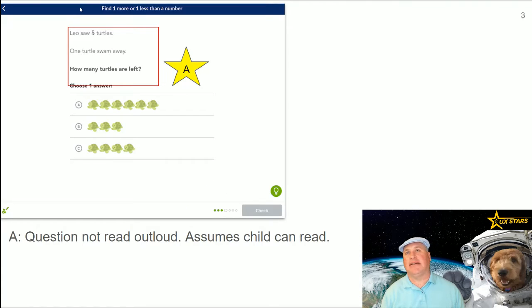My child is better at math than he is at reading. None of these are read out loud right now, and I had to read everything out loud to him. It would help some children be a bit more independent in going through these exercises if there was a text-to-speech option.